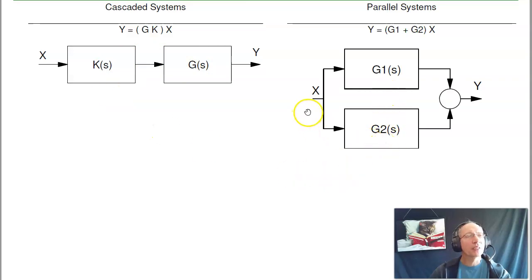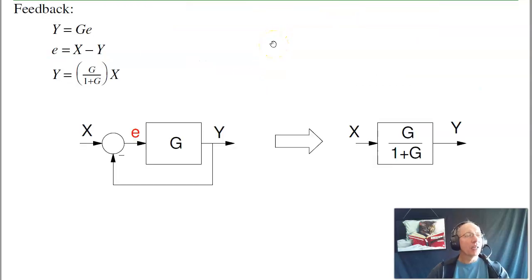In parallel, if I have a signal split apart and then re-added, I have Y is G1 times X plus G2 times X, or the net result is the overall gain is G1 plus G2. That's series and parallel. The one we're going to be using over and over again in this class is feedback.